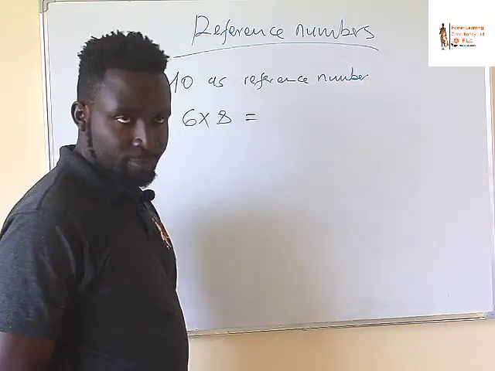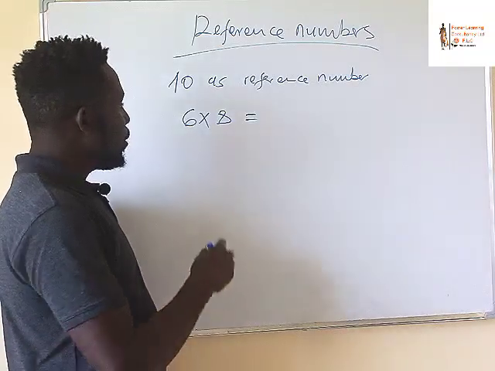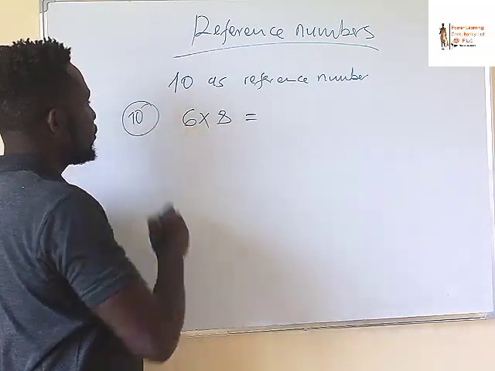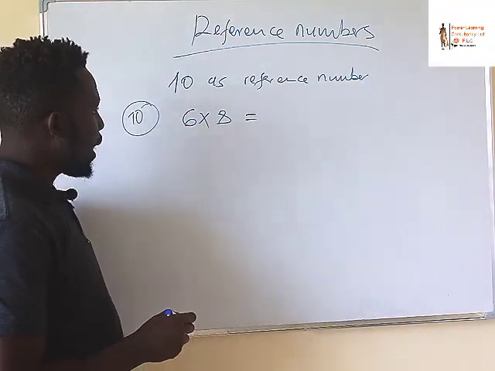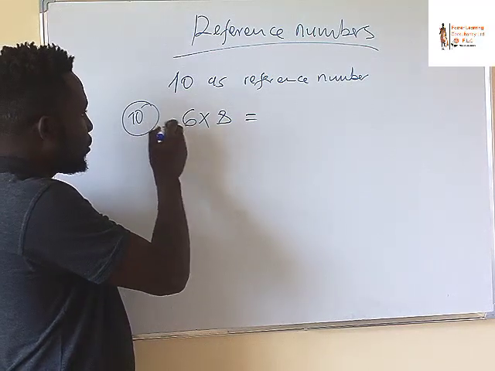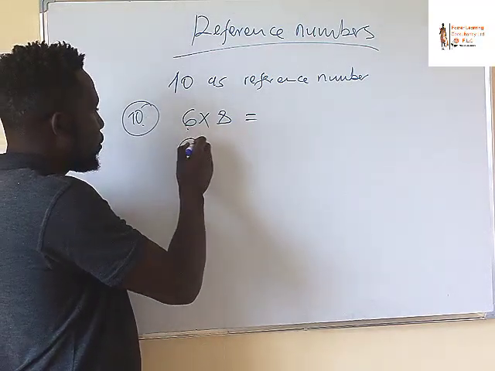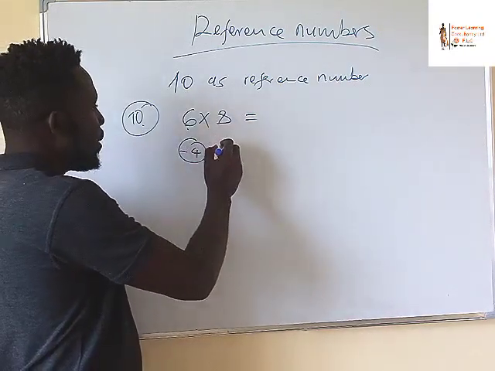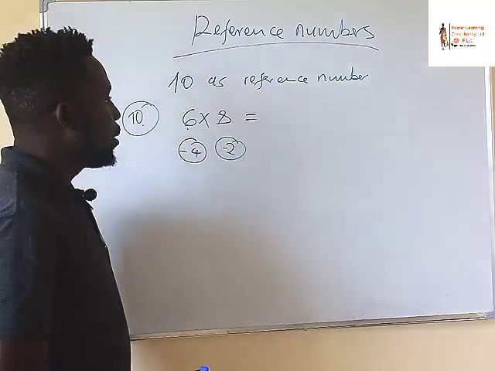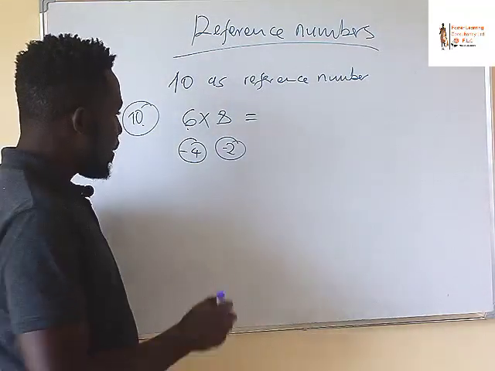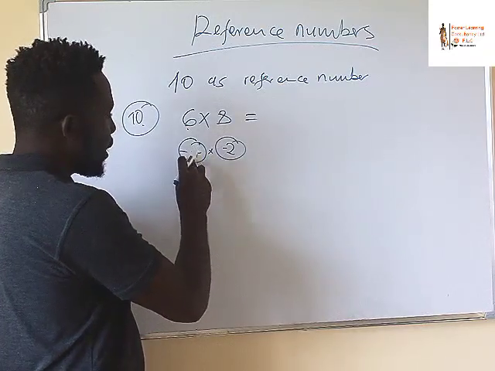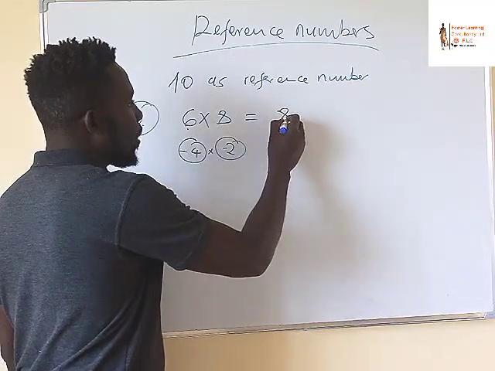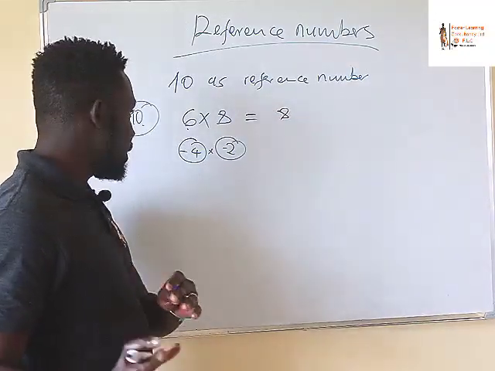So you're supposed to get an answer. Okay? So this 10 becomes my reference number. So I will put 10 like this. And I want to look at what's the difference between 10 and 6. I have 4, so I have negative 4. Here, the same, I have negative 2. So the first part of my answer is going to be these two multiplied. If I multiply minus 4 by minus 2, I have an 8. That becomes the first part of my answer.